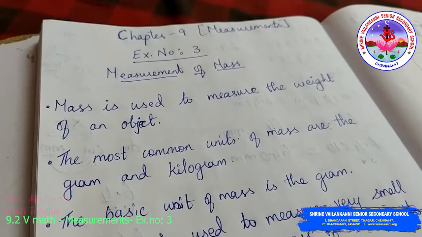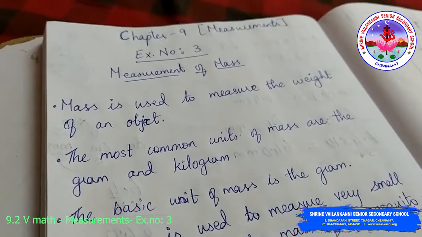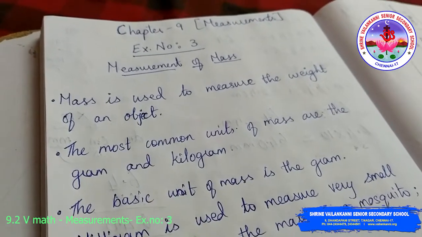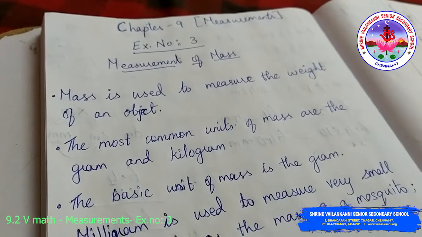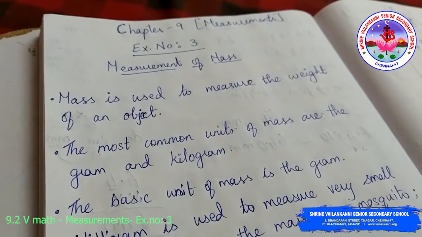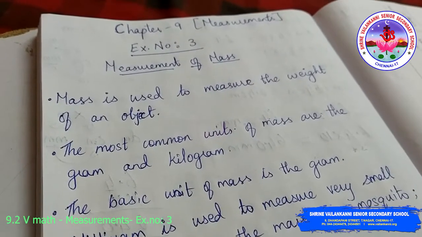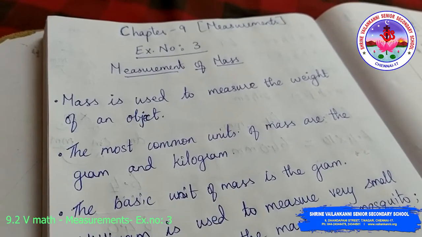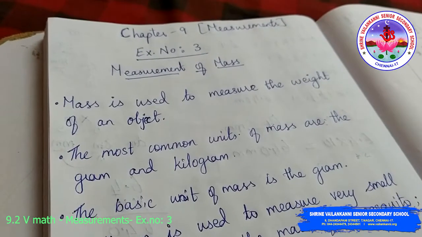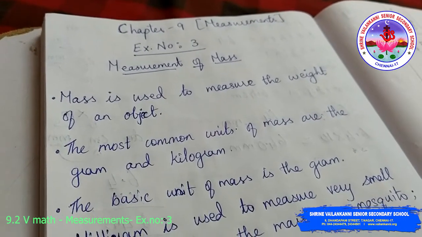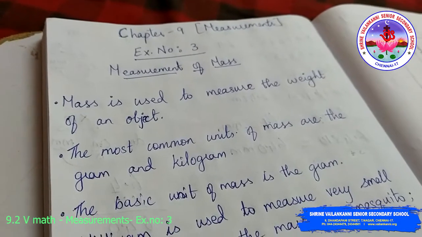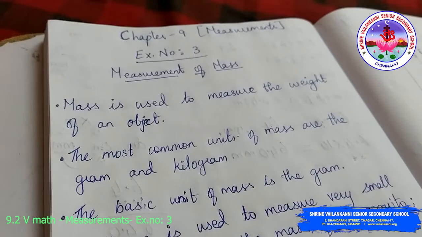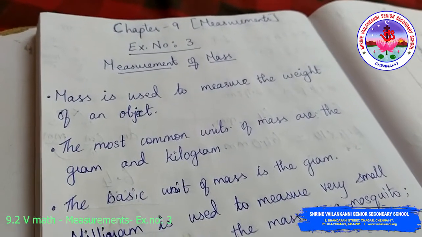Object means you can take examples like in our daily life, buying vegetables, to measure the weight of the vegetables. In the shop you will see certain weight machines they have to measure the quantity of the vegetables which we buy. To measure that particular weight, they will measure it and give it. Not only vegetables, even fruits, rice, wheat, etc. we used to buy in our daily life, no?